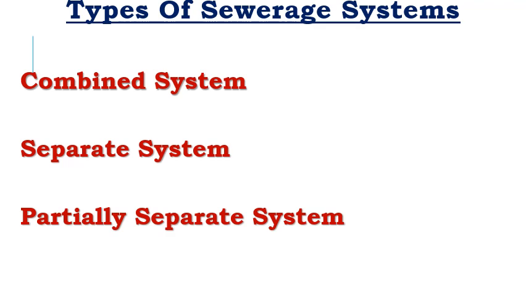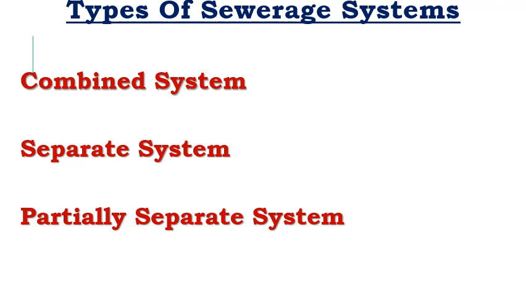Okay. Next one is the separate sewerage system. If you provide 2 pipelines to allow flow, one for sewage, another for storm water. These 2 are allowed to pass through separate pipelines. 2 pipelines you have to provide, laid parallelly, so this is called a separate sewerage system.